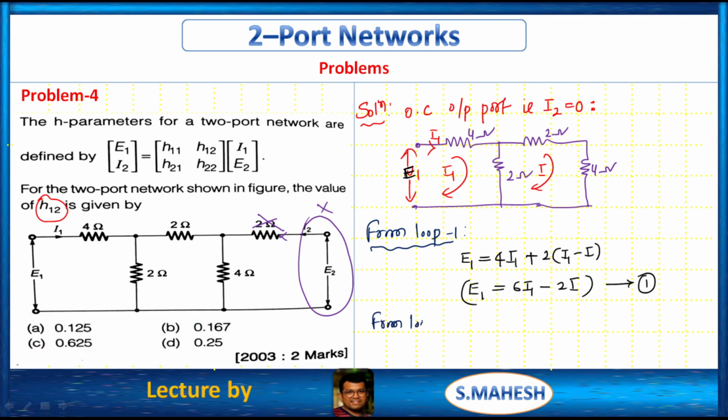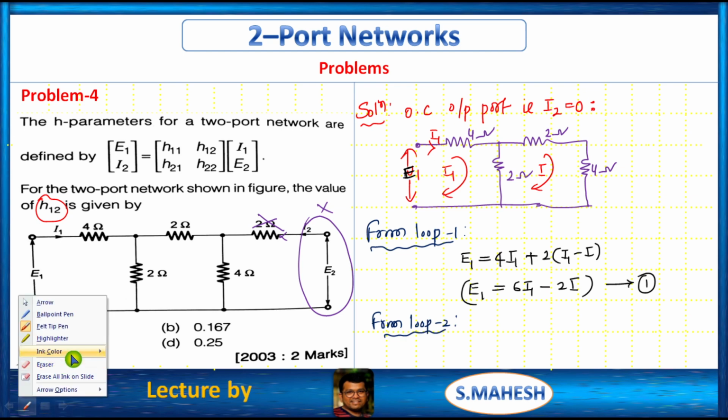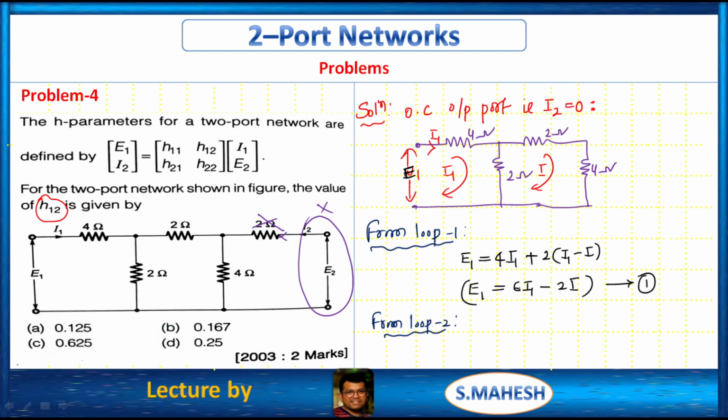Next, from loop 2: 2 into I minus I1 plus 6I equals 0. From this, 8I equals 2I1. Therefore, I1 equals 4I, right?